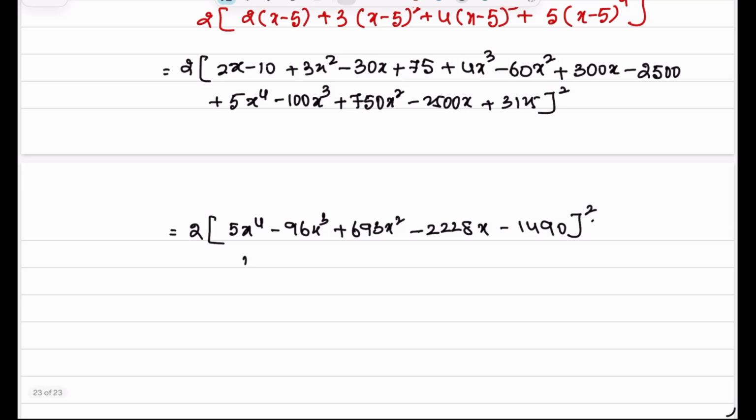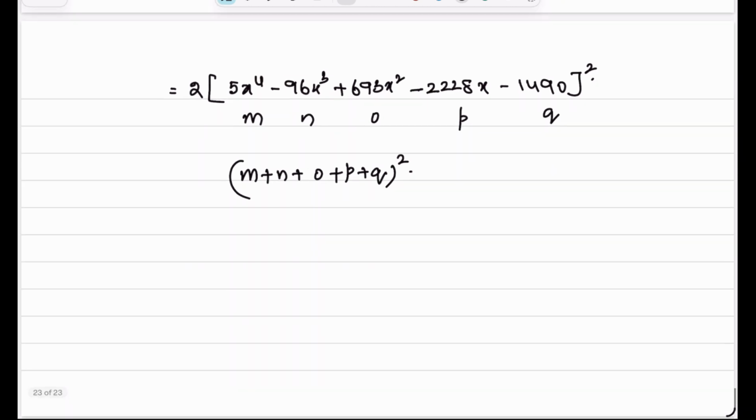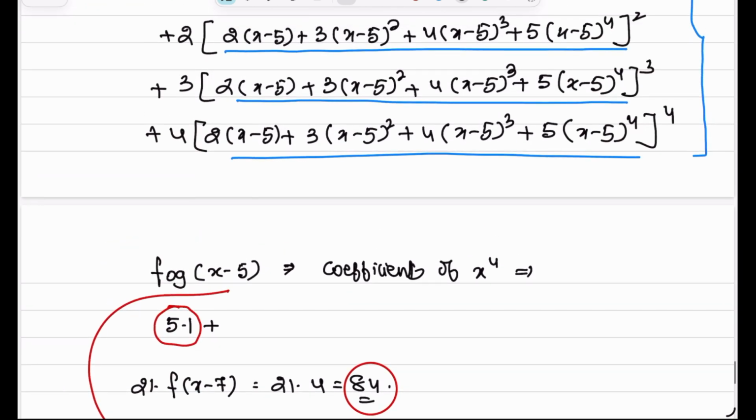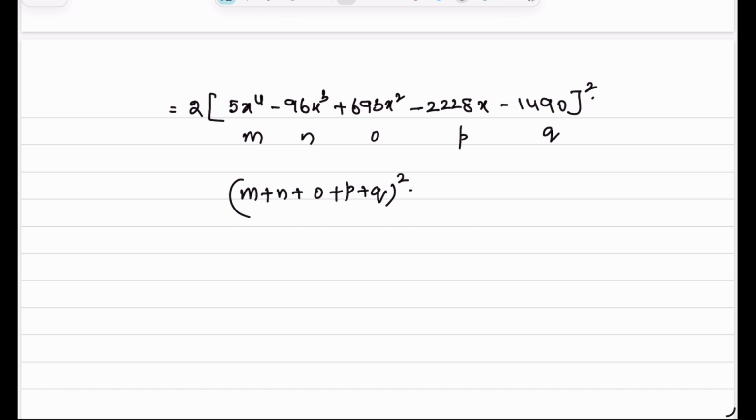We can say M, N, O, P, Q. That means M plus N plus O plus P plus Q whole square. Once you do this, you will get the x to the power of 4 coefficient. Similarly, for the cube, another equation is there, third equation, and fourth. These 4 equations, if you do, you will get an answer.